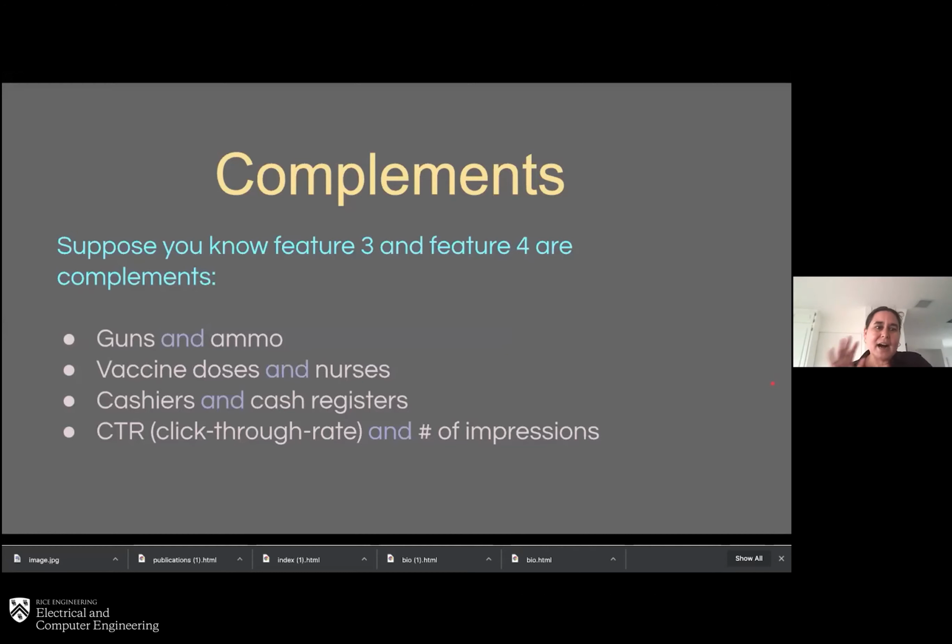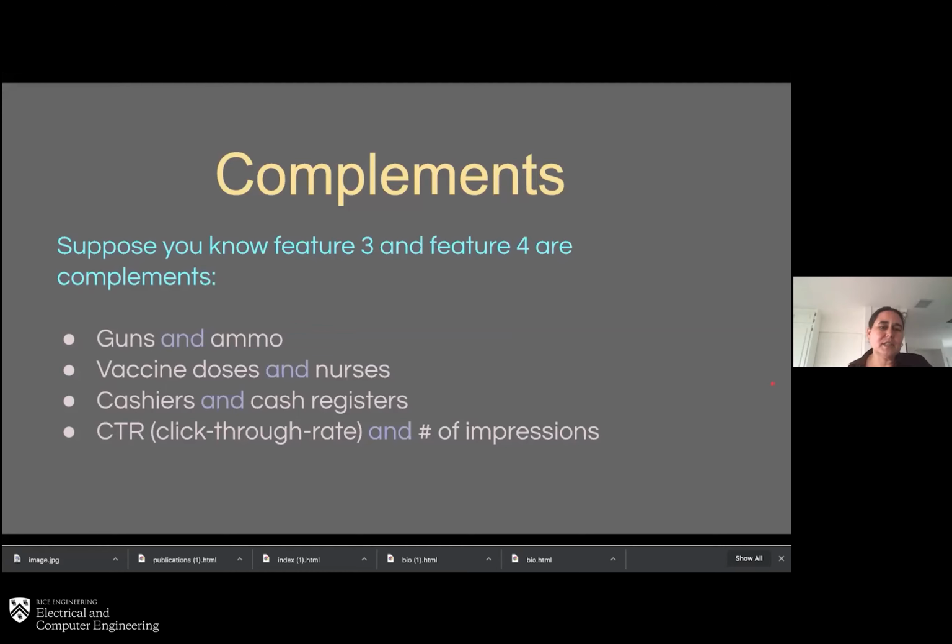But other notions of complements is, let's say you want to predict how fast you can solve COVID in a population. Well, that might be a function of the number of vaccine doses, but also the number of nurses. And you know that those are complements. You need both of those to get good behavior. Similarly, if you're trying to predict wait times at a grocery store, your cashiers and cash registers are complements.